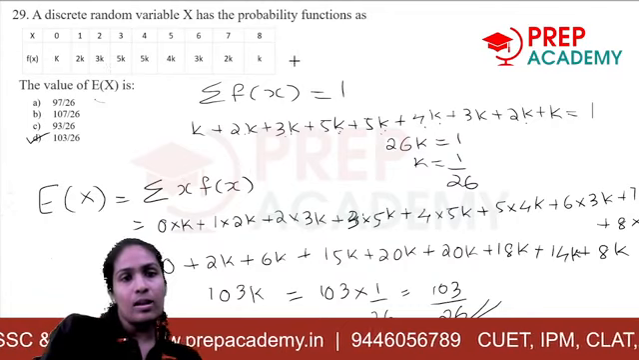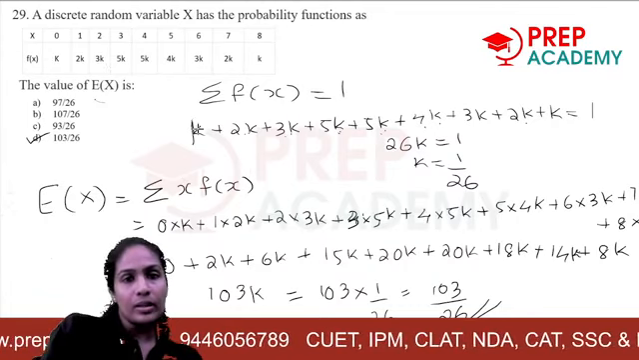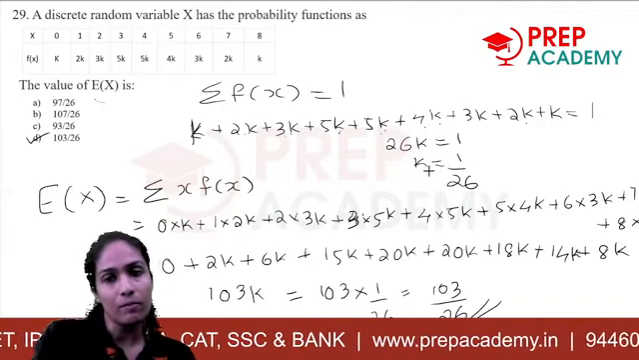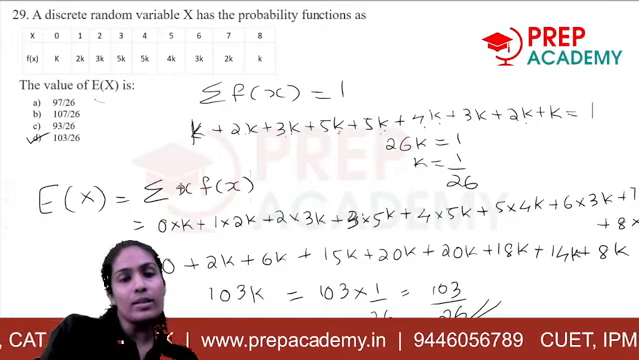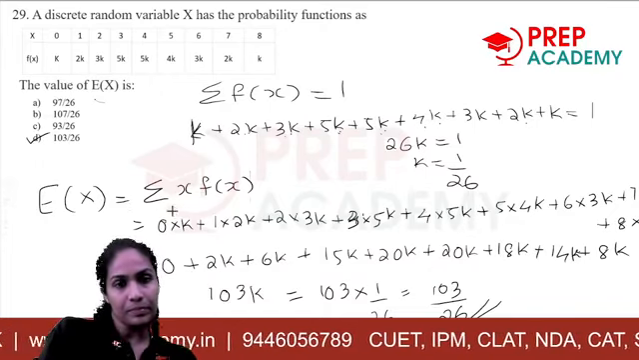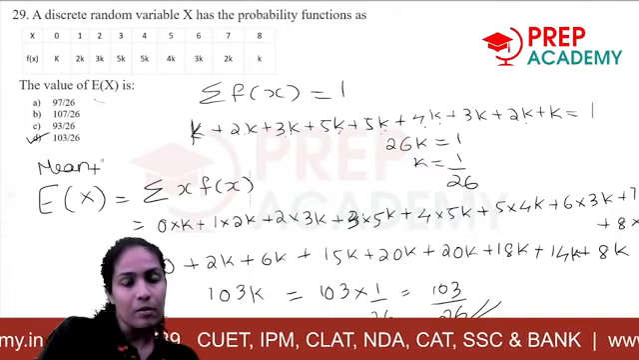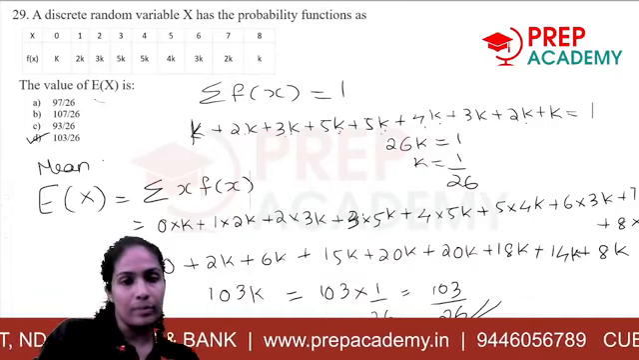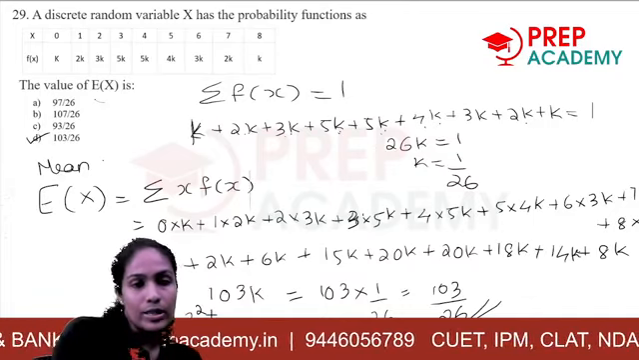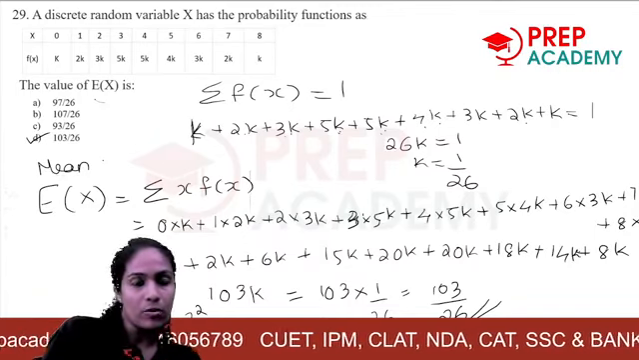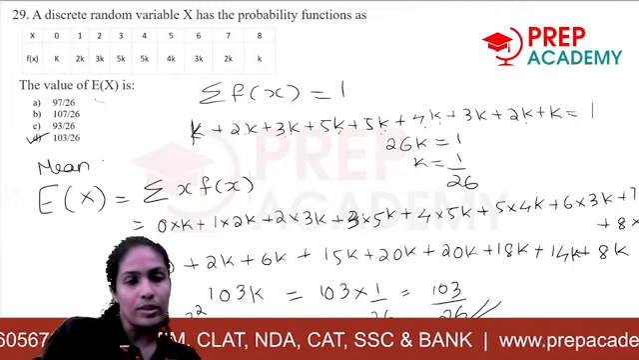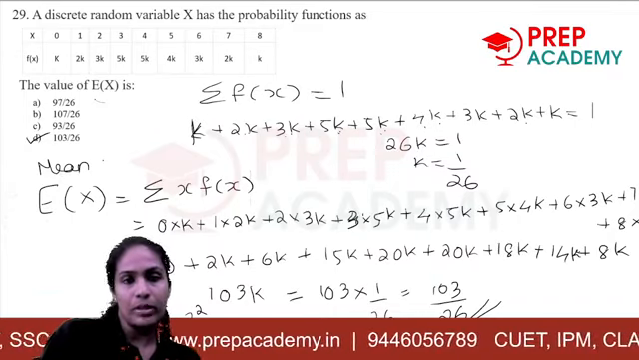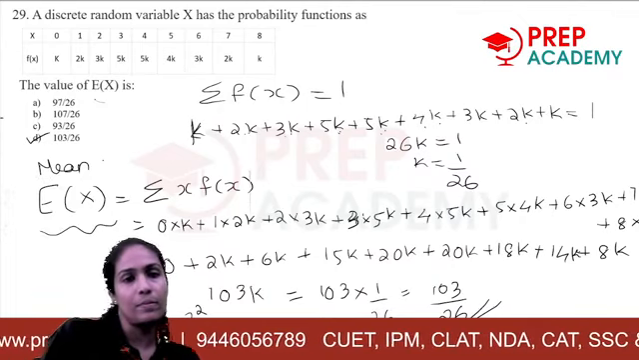So here in the question, f of x is given in terms of k. So first we have to find that k. F of x denotes the probability. The sum of the probabilities will always be equal to 1. So the sum of these f of x is equal to 1. From that you will get k as 1 by 26. Now expectation of x is defined as sigma x into f of x. Expectation of x means mean. Now variance, sigma square, is defined as expectation of x square minus expectation of x the whole square. Remember this point also. Expectation of x square means sigma x square into f of x, minus sigma x into f of x the whole square. But here the question is to find the expectation of x, and the answer is 103 by 26. And the correct option is option B.